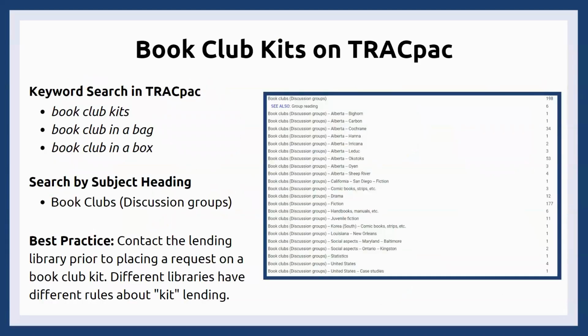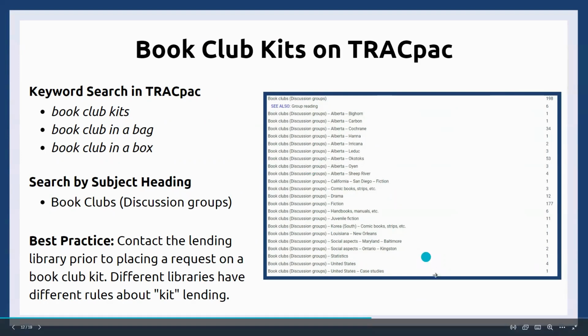All right, so I'm going to exit out of the PowerPoint here shortly so we can get into TrackPack and Polaris, but I'll just describe what we're going to be going over. So first we'll start in TrackPack and we'll take a look at how to find book club kits on TrackPack and requesting them from different libraries. So we'll look at keyword searching and then also using subject heading searching.